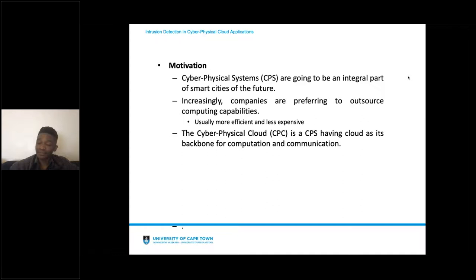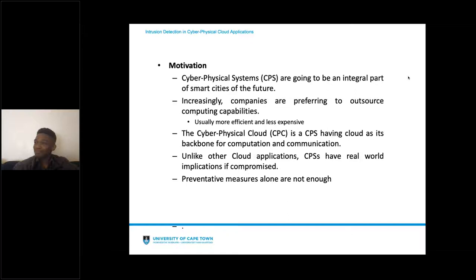But unlike other cloud applications, these cyber physical systems have real world implications if they are compromised. The environment could be affected, the amount of money involved there. It's not just a situation that somebody was able to access your pictures. Some of these things could really have devastating consequences, especially when we're dealing with these critical infrastructure applications. So because of this, preventative mechanisms alone are not enough. You could spend all the money you want, but it's not guaranteed that you're going to be able to keep people out of the system, right?